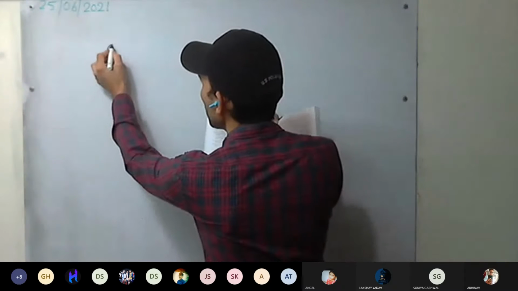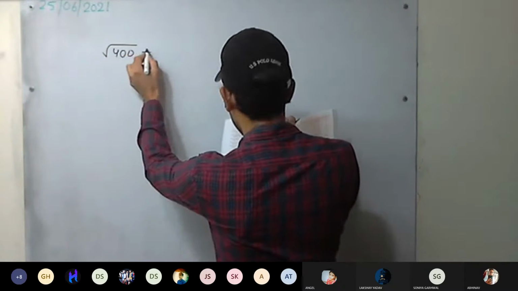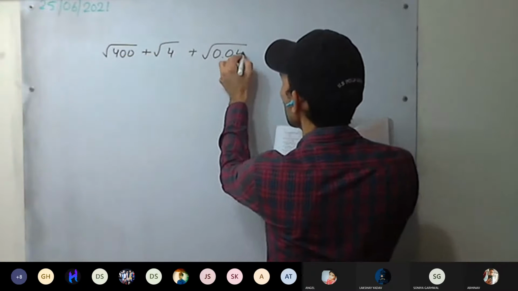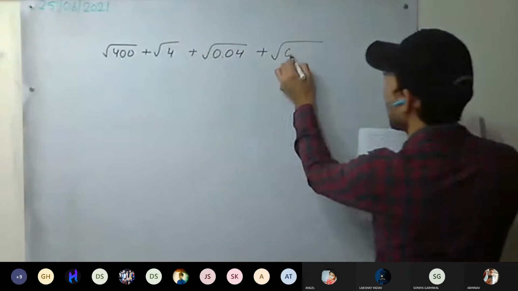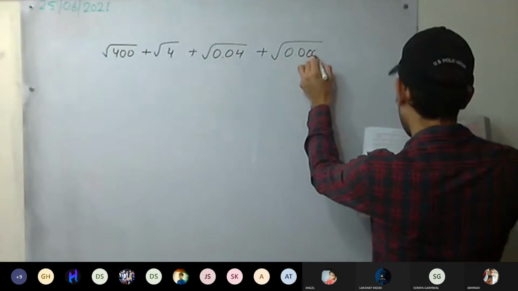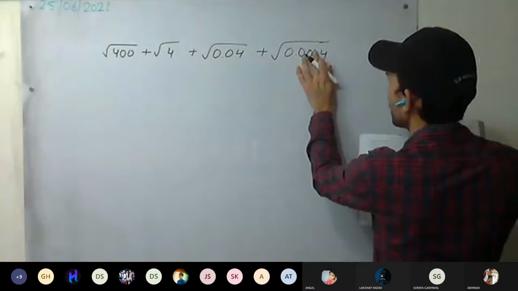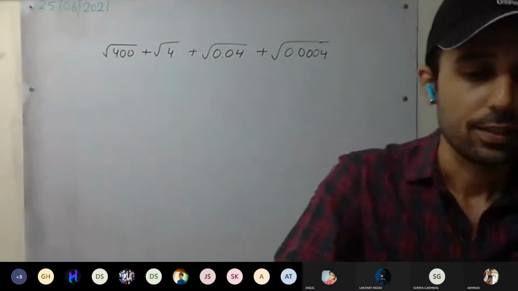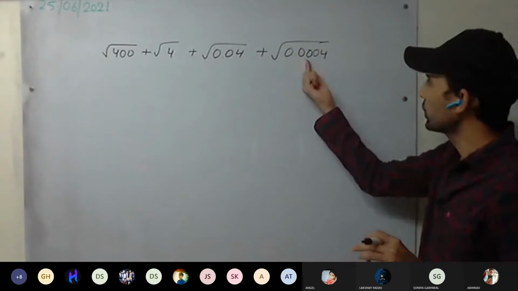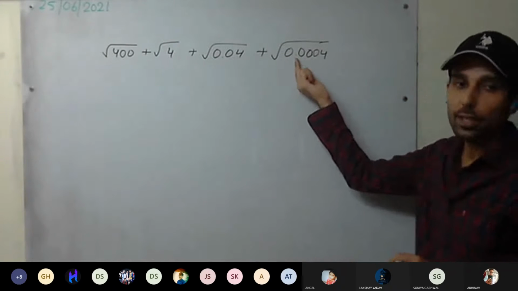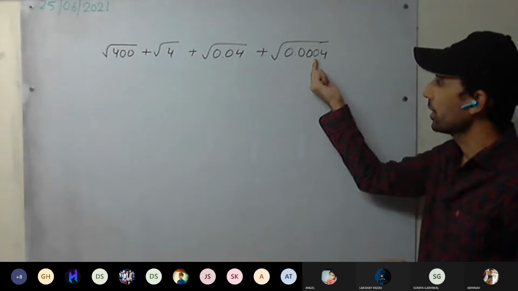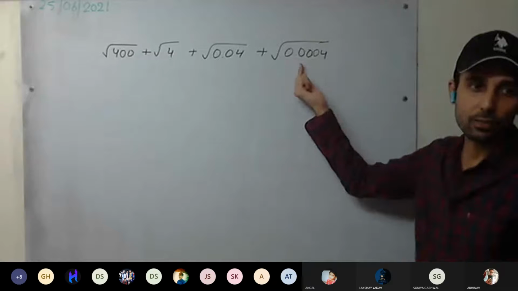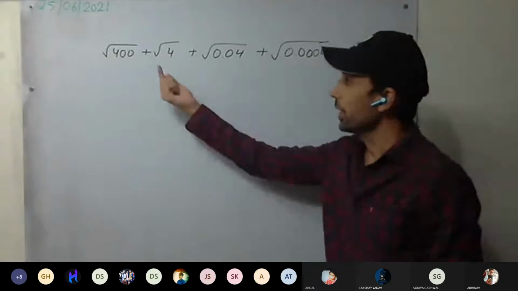It is given root of 400 plus root of 4 plus root of 0.04 plus root of 0.0004, with 3 zeros and then 4. In the last term, there are 2 zeros after the decimal place. Put 3 zeros after the decimal place, then 4. Correct this one.